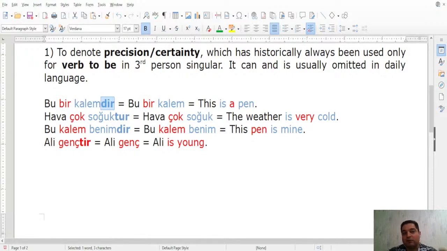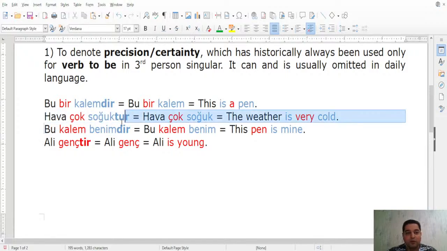So that meaning will by default be there. The same for the second, for example. Let's assume you don't know what the weather is like. You have not looked at the weather forecast, you have not looked out of the window. So you are sitting on your couch and you are telling your mom, "Hava çok soğuktur," right? If you don't know, I don't know, but most probably it's cold. "Hava çok soğuktur." So if you really want to mean that, from the context, people will understand that you're talking about probability. It's not about certainty or precision, but about probability, okay?